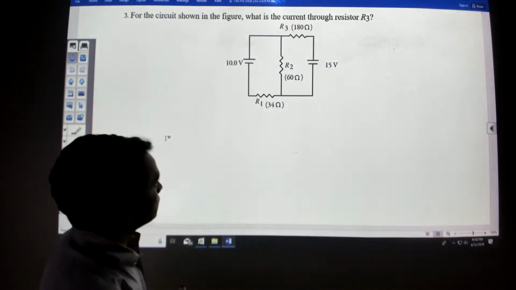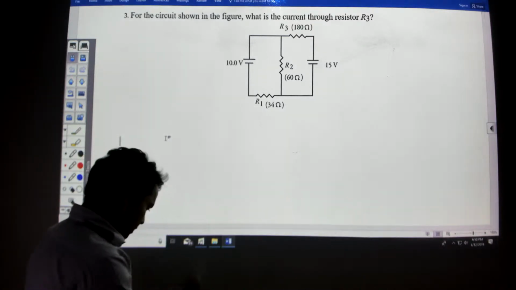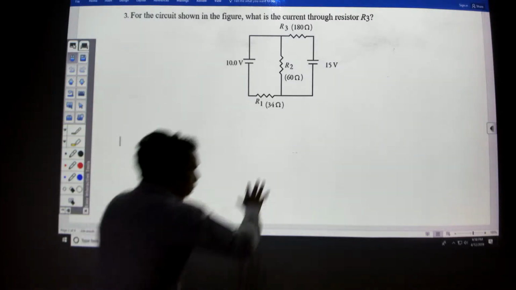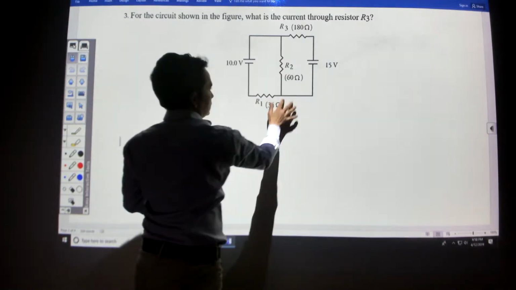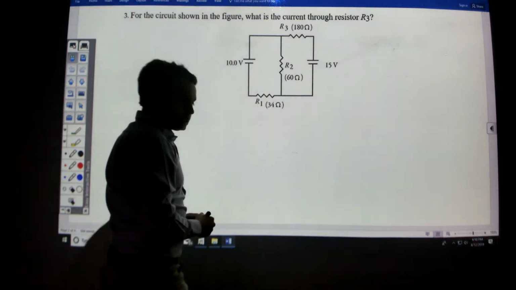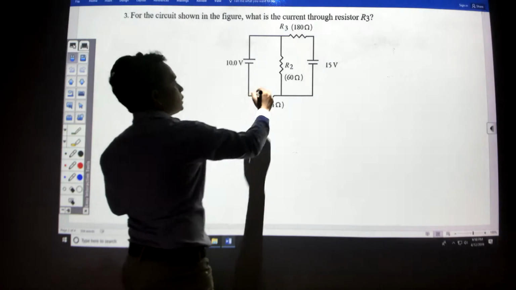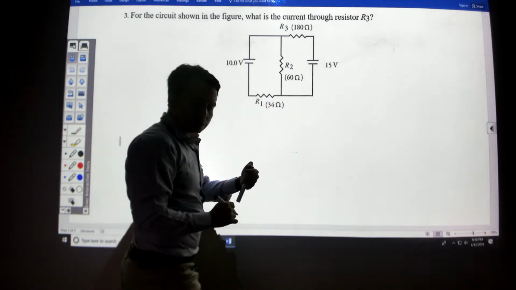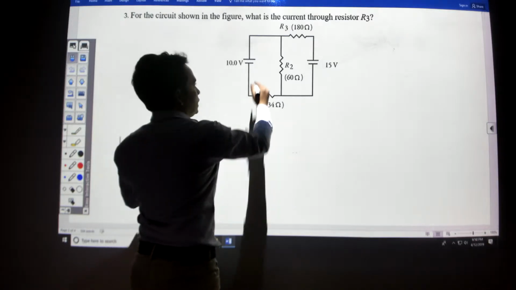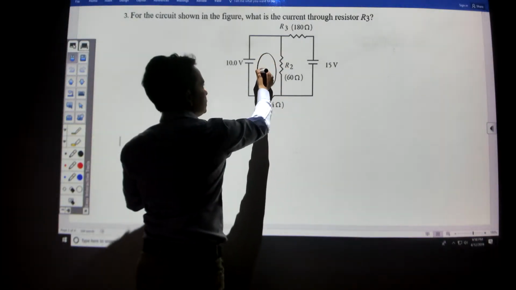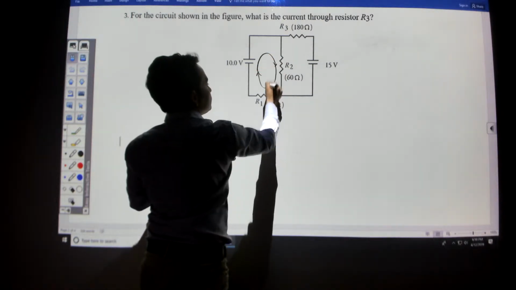Okay, so now let's start solving this problem. Before, you see, we have two loops here. This is one loop, and this is the second loop here. So what does Kirchhoff's law tell you? You can choose the loop direction in any way you like. You can choose clockwise, or you can choose anti-clockwise. I'm simply choosing the clockwise. You can choose any direction.